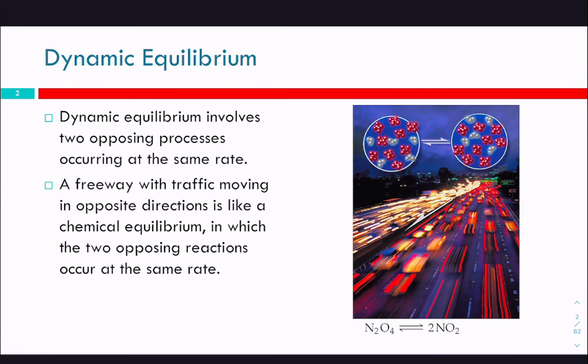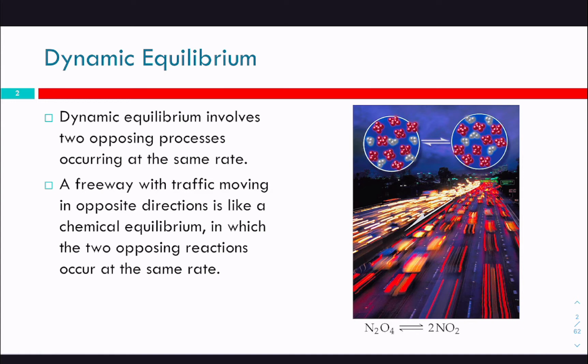So we call this a dynamic equilibrium because in any chemical reaction, if it's going on in a flask, it never actually stops going in the forward direction or going in the reverse direction. So that reverse reaction is also happening. But at some point, the rates of the forward reaction and the reverse reaction end up being the same.